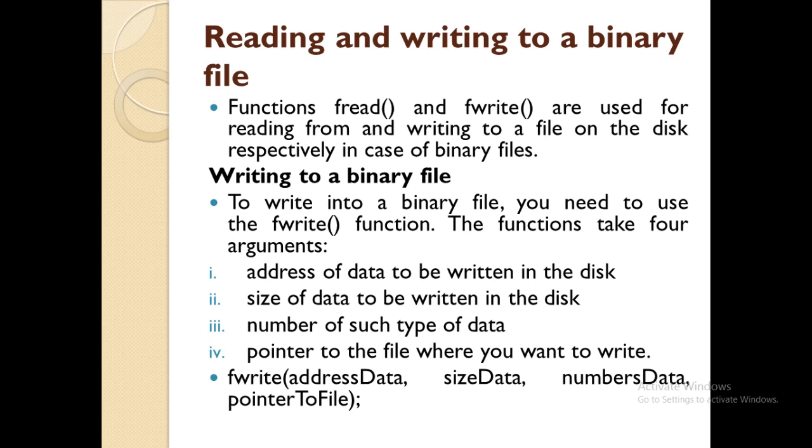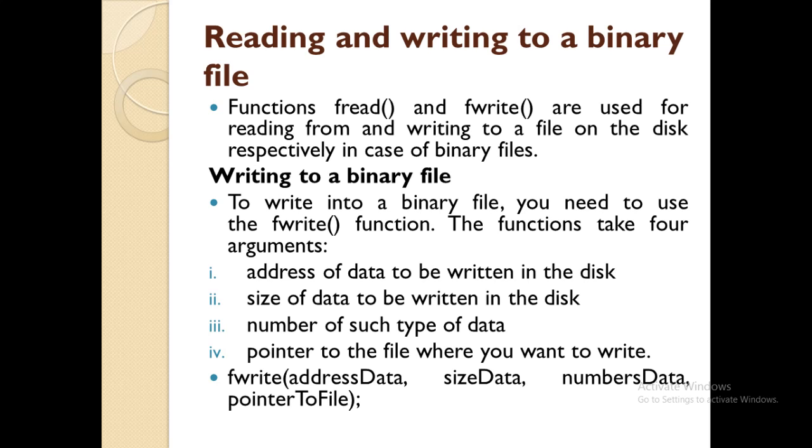Next, how to read and write to a binary file. The functions fread and fwrite are used for reading from and writing to a file on the disk in the case of binary files. In order to write to a binary file, you need to use the fwrite function, and this function takes 4 arguments.